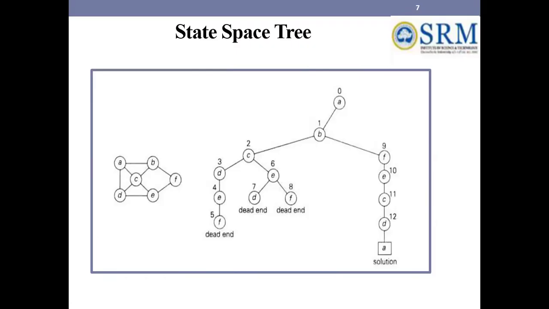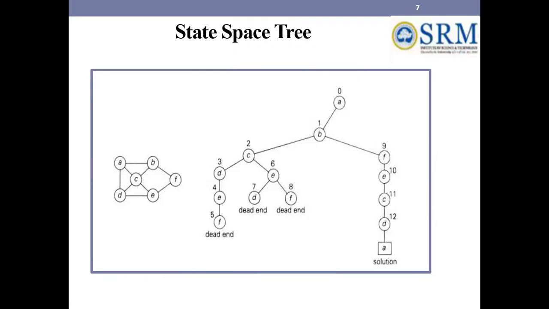So move back to the previous step and expand another option. See node number 8, F. The adjacent node of E is F. For F, see the path A, B, C, E, F. D is missing; D is not visited. So it is also a dead end. Again, move back to node number 6. Again, move back to node number 2. Again, move back to node number 1.